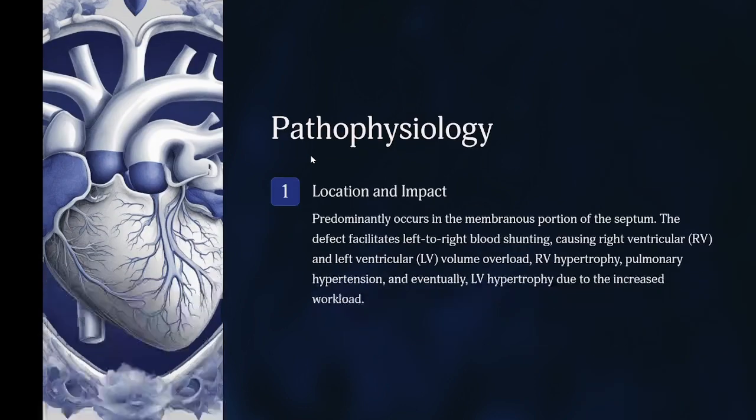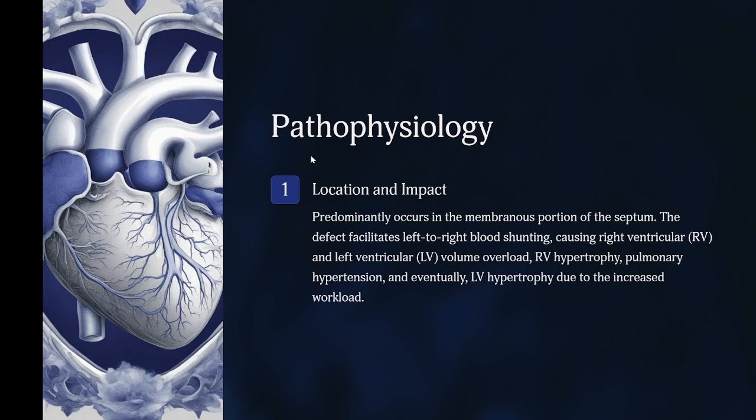Pathophysiology: predominantly occurs in the membranous portion of the septum. The defect facilitates left to right blood shunting, causing right ventricular, RV, and left ventricular, LV, volume overload, RV hypertrophy, pulmonary hypertension, and eventually LV hypertrophy due to the increased workload.